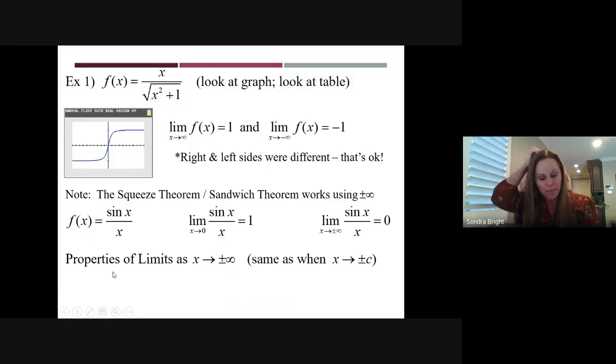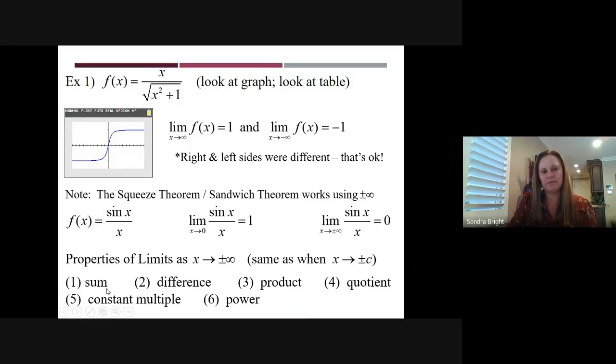And then the properties of limits as x goes to infinity are the same as when x goes to a constant. So the sum of two limits, the difference of two limits, the product, the quotient, constant multiple, and the power, they all work for limits as x is going to positive and negative infinity, just like they do when x is going to a number. C means a constant.